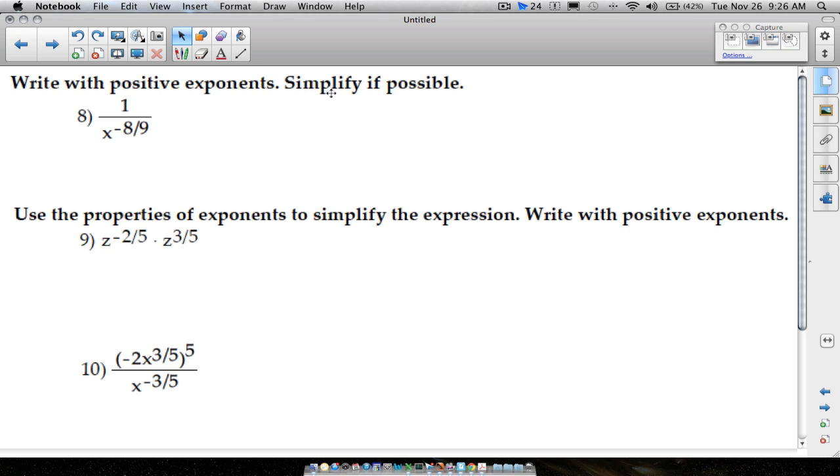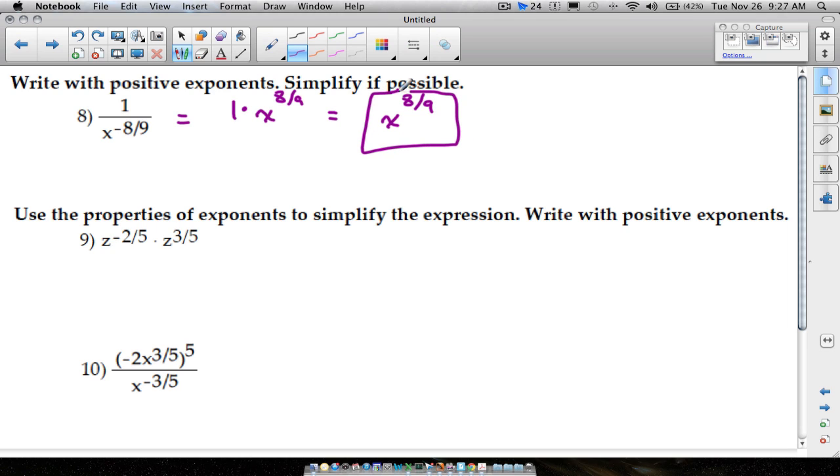Write with positive exponents, simplify if possible. Since we have this negative exponent at the bottom, if we shoot this up to the top and its base, we make it positive. So we have a 1 up top already times x to the positive 8/9. And 1 times anything is itself, so the 1's not really too important. Therefore, our final answer is going to be x to the 8/9 power.